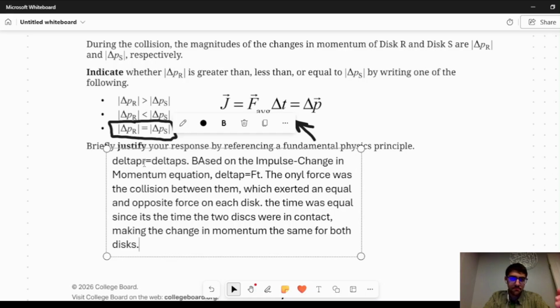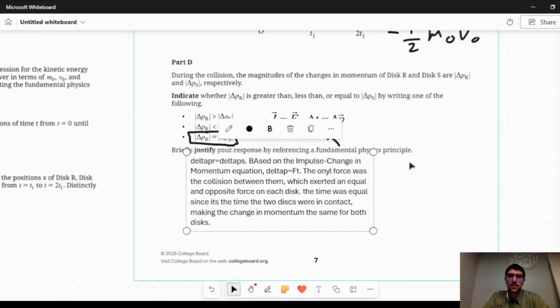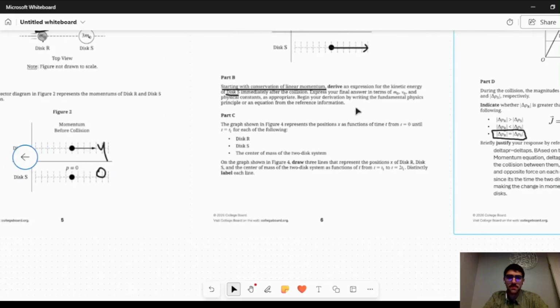The change in momentum for disk R is equal to the change in momentum in disk S, which is based on the impulse change in momentum equation, this one, which states that the change in momentum is equal to force times time. The only force was the collision between them, which exerted an equal and opposite force on each disk, and the time was equal since it's the time the two disks were in contact, making the change in momentum the same for both disks. And that's how you would go about answering part D, which is the last part.